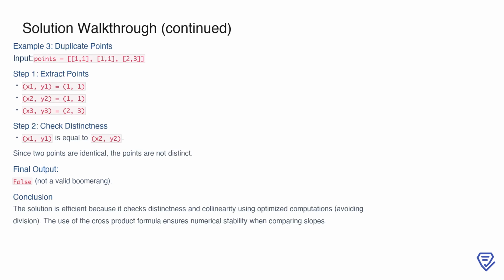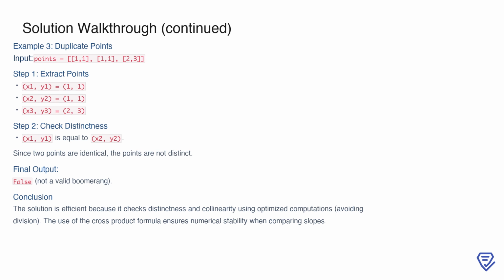In our last example, we examine what happens when 2 points are identical. Given the input points (1, 1), (1, 1), (2, 3), we first extract the coordinates. The first point is (1, 1), the second point is also (1, 1), and the third point is (2, 3). Checking for distinctness, we immediately see that the first and second points are identical. Since 2 of the points are not distinct, this example fails the distinctness check, and we can conclude that the points do not form a valid boomerang. The final output is false.